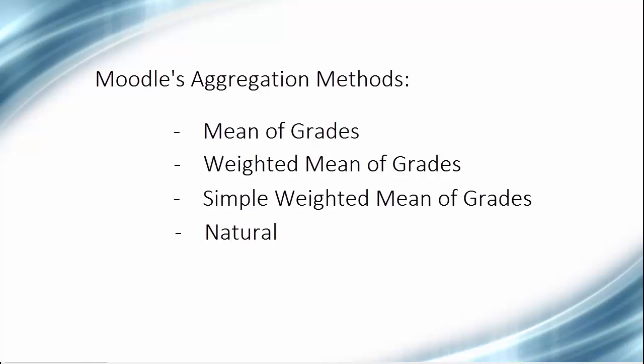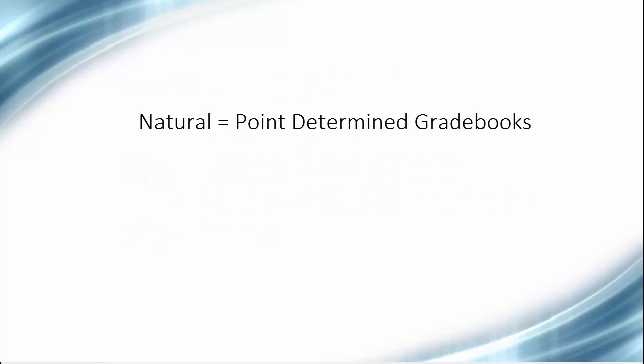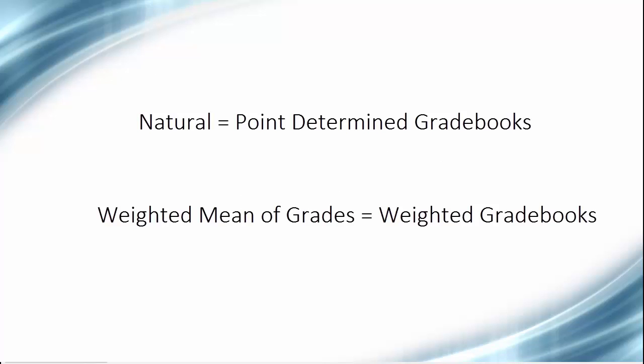The most commonly used aggregation methods are natural and weighted mean of grades. The other 2 are rarely used in any Midway University course. Natural is the best aggregation method for a point-based system. Weighted mean is the best for weighted gradebooks. You will find in your syllabus whether you need to use the natural or the weighted mean of grades by looking at the course calculations.